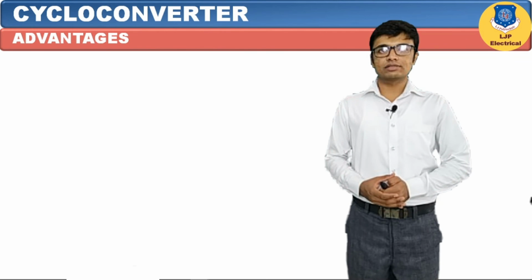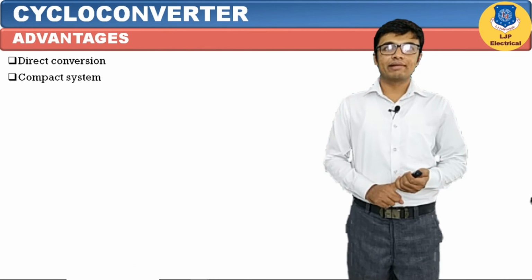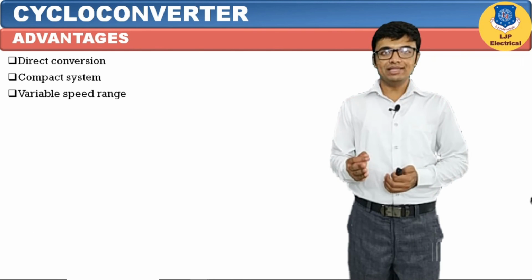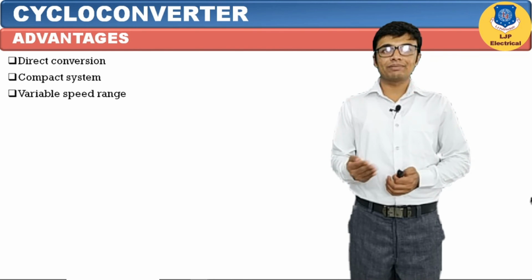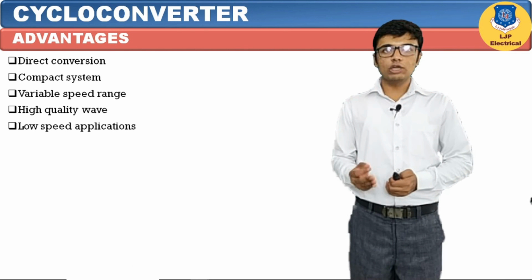Let's see various advantages of cycloconverter. The first one is it is a direct conversion. Next is it is a compact system. It has a variable speed range. It means by triggering thyristors in such a manner we can achieve variable speed. It has higher quality waveform. It can be used in low speed application.